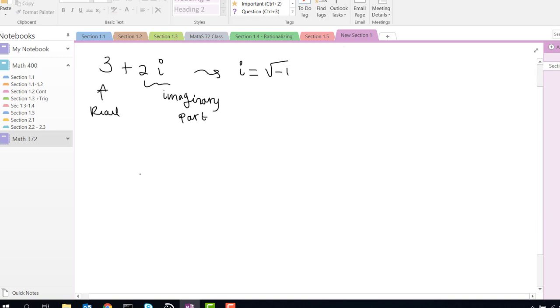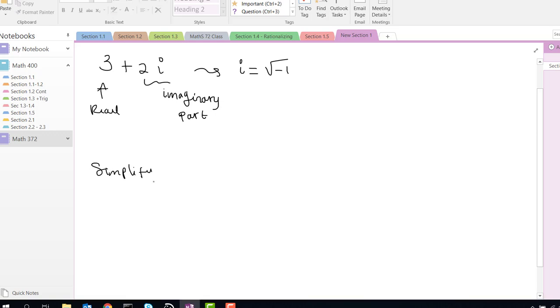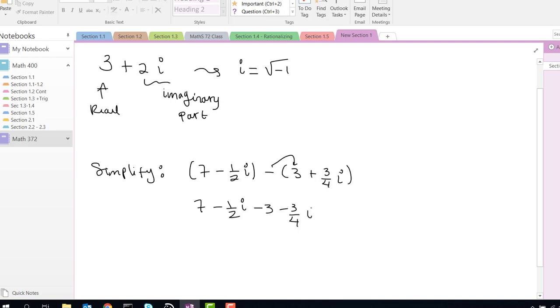So some of the things in the other videos that you may have seen is how do you add and subtract this. So if I ask you to simplify 7 minus 1/2 i minus 3 plus 3/4 i. So the way you add or subtract is we combine the real parts and we combine the imaginary parts. So this is going to become, and I'm going to get rid of parentheses first. So distribute that, since I'm subtracting, distribute that negative. So minus 3 minus 3/4 i.